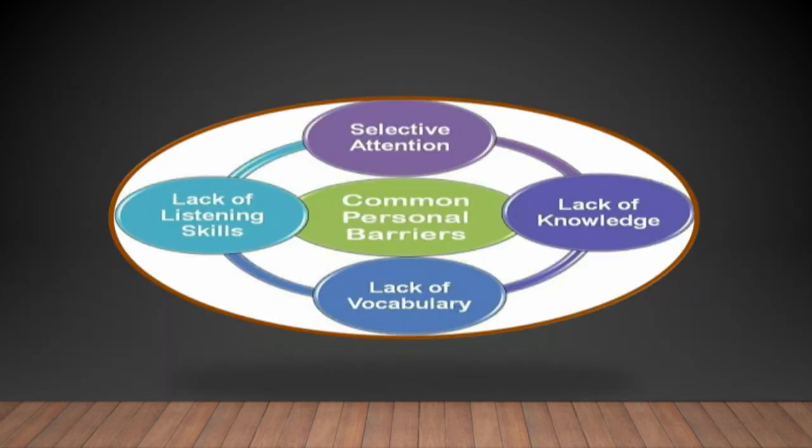Okay, now this is the first thing, that is the common personal barriers. Now, which are the points related to it? The first is selective attention. You are not attentive towards everything. When you are attentive selectively, that becomes a problem because you have not listened to the entire thing. Then there is lack of knowledge, lack of vocabulary. You don't know the language that you have spoken with or you have spoken to, and lack of listening skills. You are not a good listener.